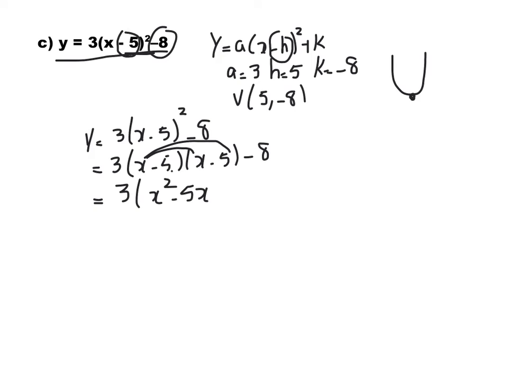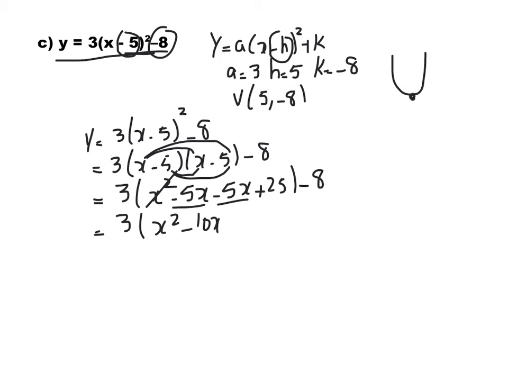Now the second term. Negative 5 times x gives me negative 5x. Negative 5 times negative 5 gives me 25, minus 8. Now this is the same as x squared. There is no like term, so it's x squared. Negative 5x and negative 5x gives me negative 10x, and then plus 25 minus 8.